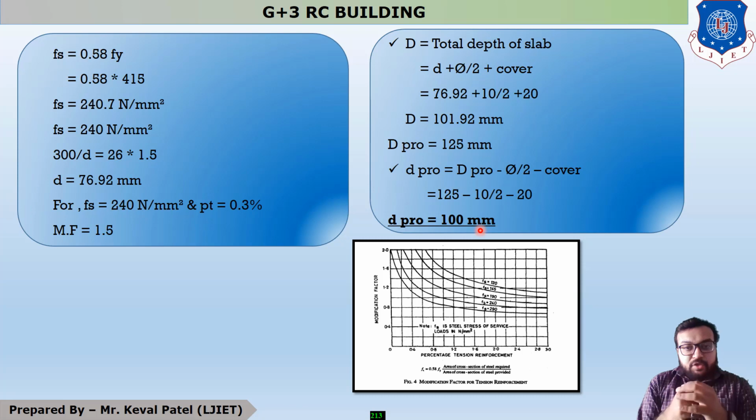Our step number 2 is to find out effective span. So the major difference in step number 1, step number 2 and step number 3 is nothing in the one-way slab and in the two-way slab. So in the next lecture, we will start our step number 2, which is to find out effective span. So students, this is the end of today's session. Thank you.